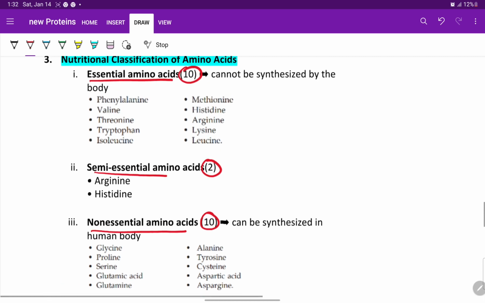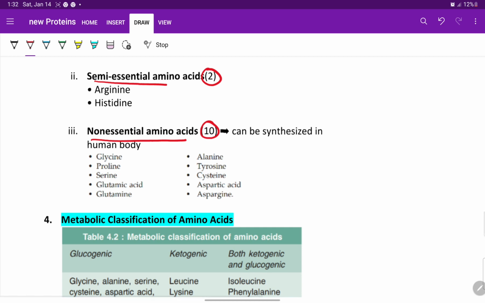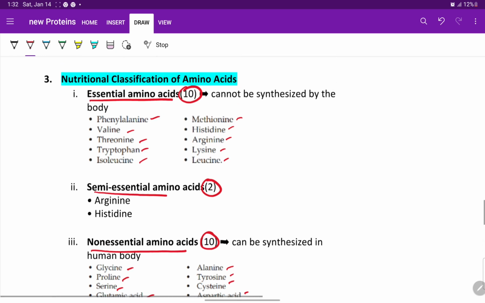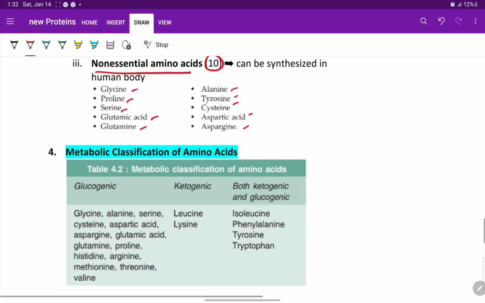You have to actually memorize these, essential and non-essential. So just go through them. I won't be taking so much time explaining them. Just read them, memorize them.